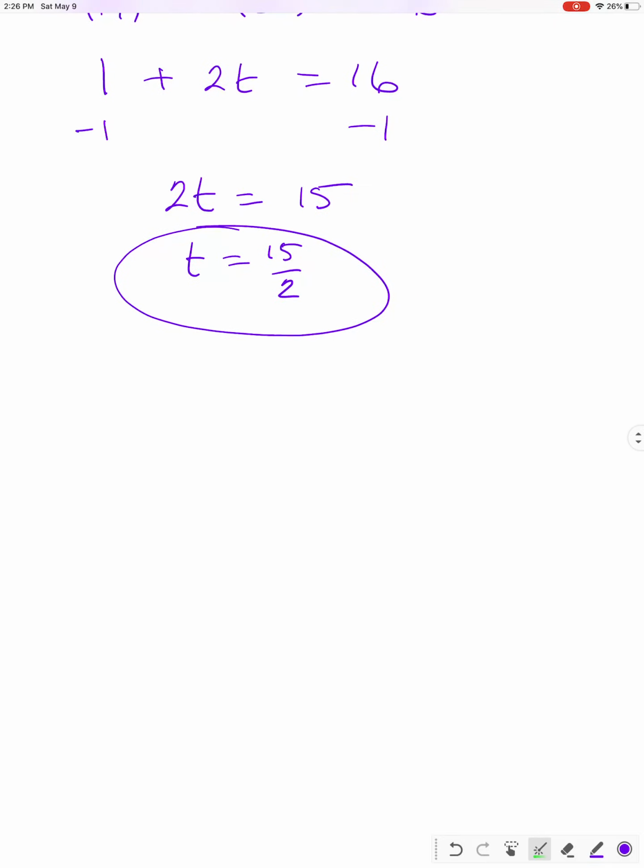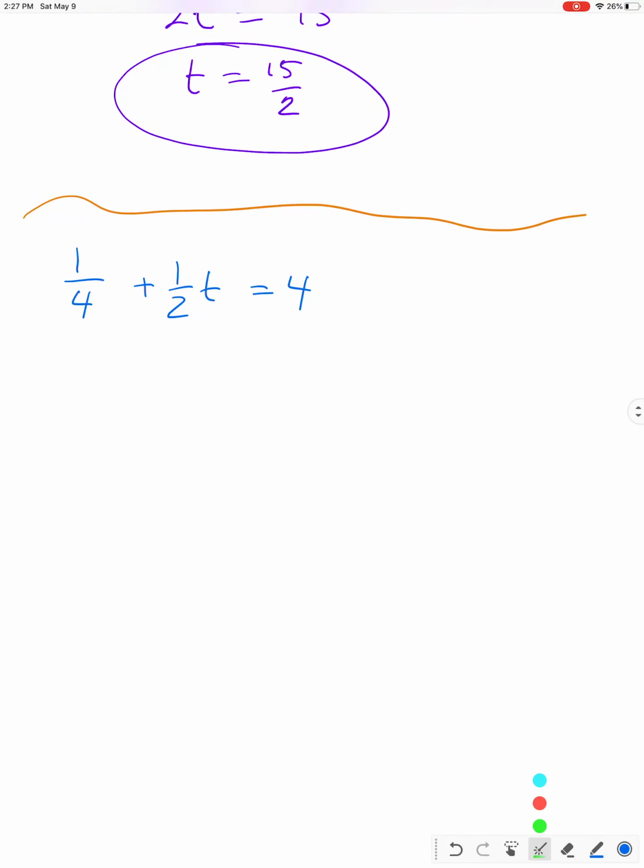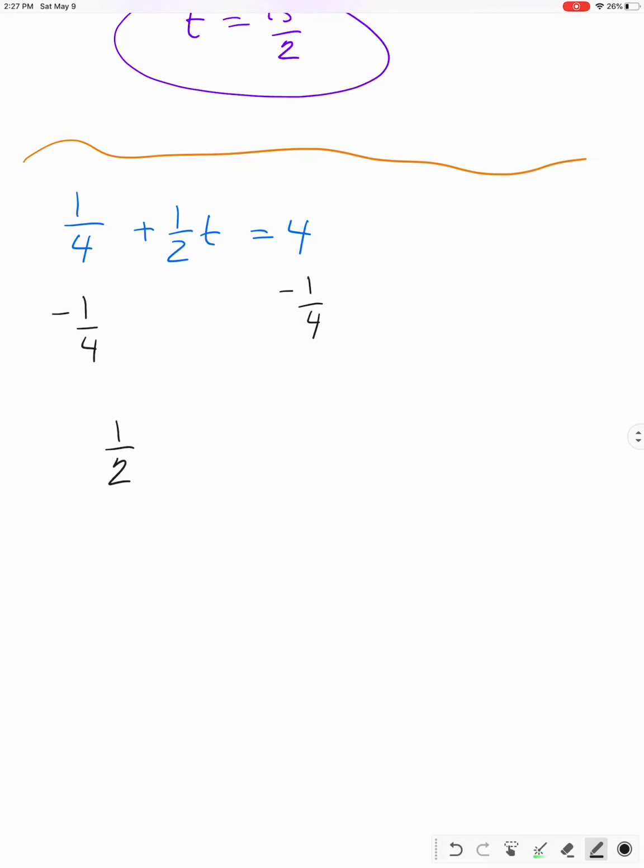Let's look at this other idea that maybe you referred to as the reciprocal method. With the reciprocal method, I'm going to start with the same 1/4 plus 1/2 times t is equal to 4. The strategy is to solve first for the term that has the variable. So I'm going to get that on one side all by itself and everything else on the other side. In order to do that, I subtract 1/4 from both sides of the equation. On the left-hand side, I'll have 1/2 times t is equal to 4 minus 1/4.